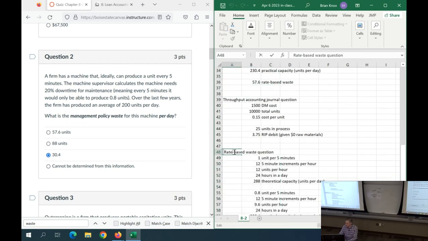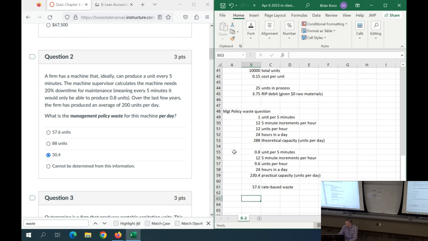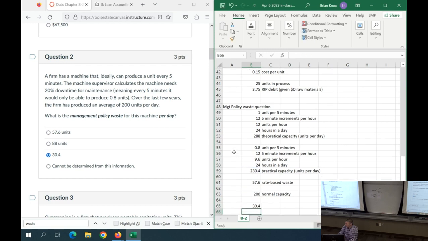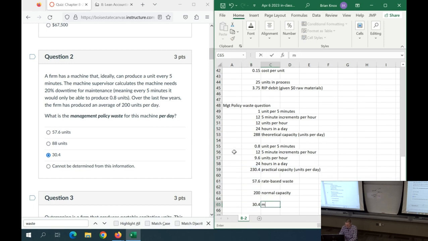This is the management policy waste question. 200 is our normal capacity. And so I'm going to go down one. 230.4 minus 200 is our management policy waste.